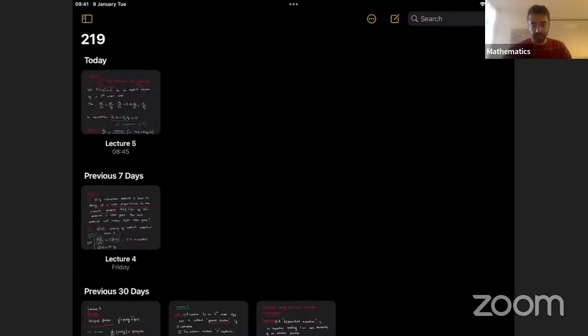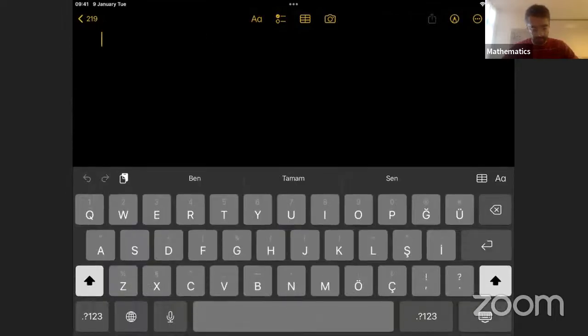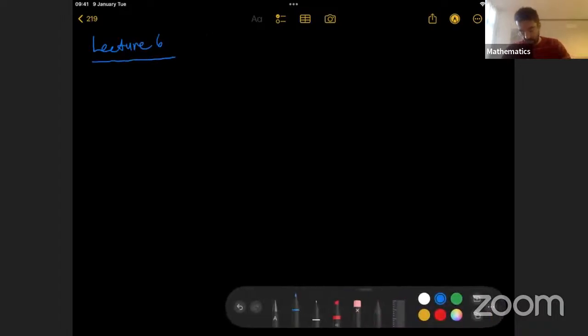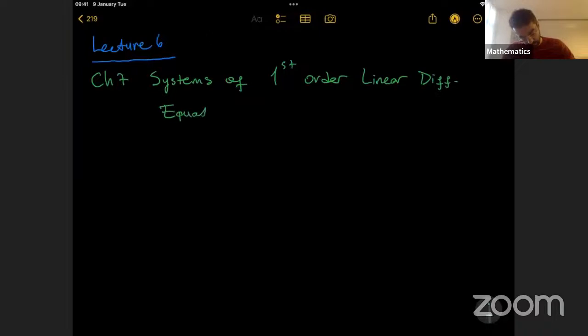Okay, then let's start the new chapter. This is lecture 6, and here is chapter 7, which is systems of first order linear differential equations.